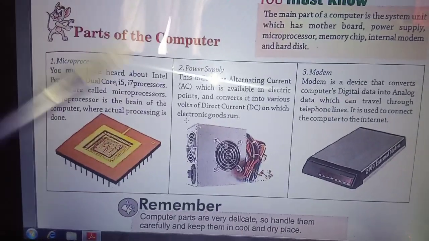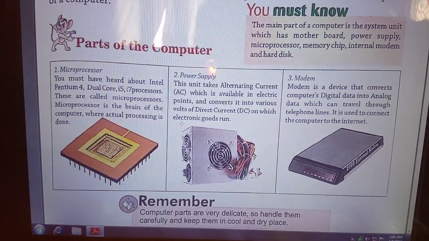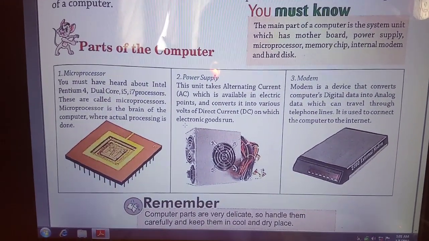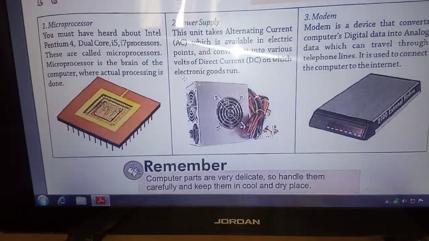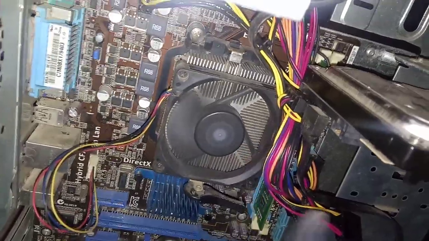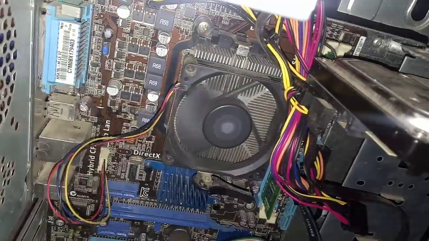The second part is the power supply. We use wires for power supply. These wires are used for power supply. This is the power supply of the computer.